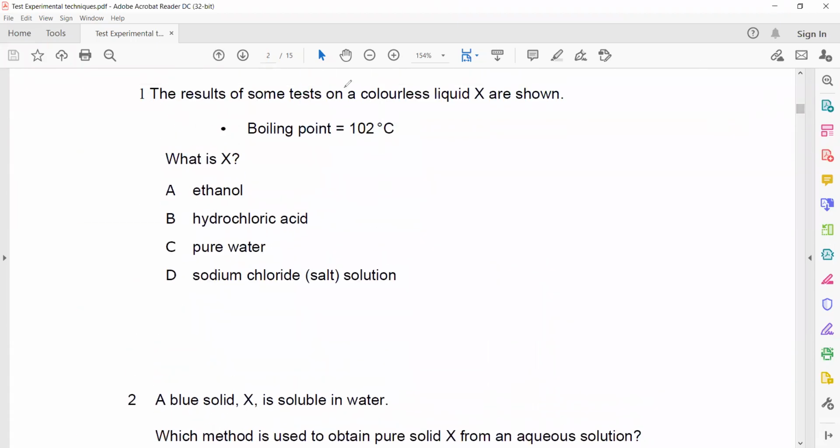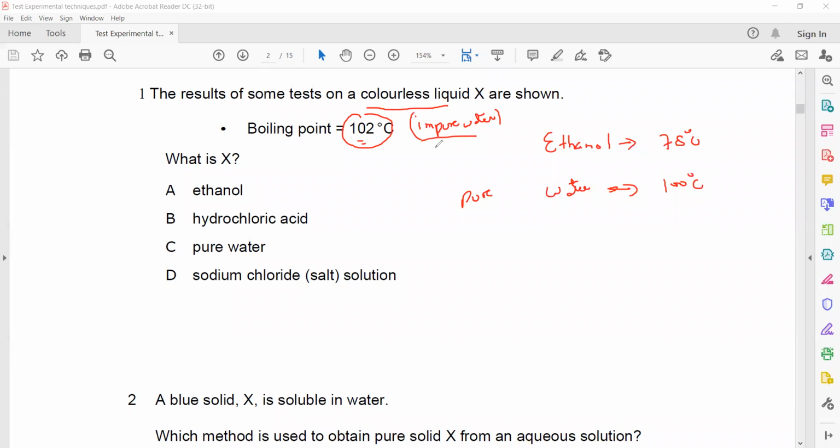So the first question: the result of some tests on a colorless liquid are shown, and the boiling point of the liquid is 102. The thing which you should remember is the boiling point of ethanol. We already did that example, it is 78 degrees, and the boiling point for pure water, if the water is pure, is 100 degree centigrade. But this is not having a boiling point of 100, it is higher than 100, so it means this is the boiling point of impure water.